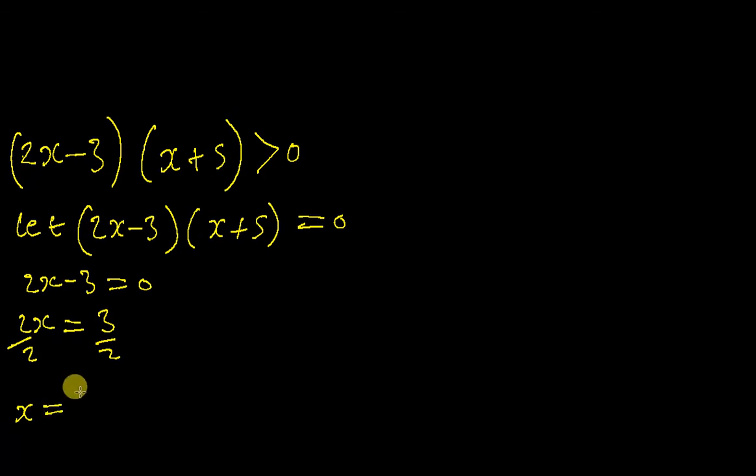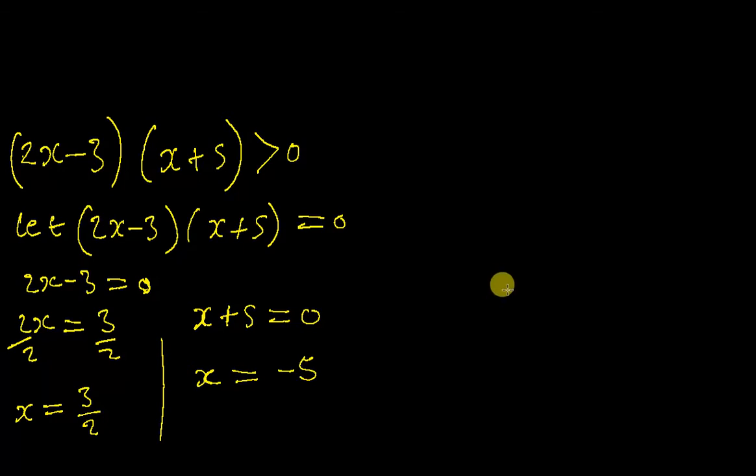X is equal to 3 over 2. And then the other value of x will be found by equating this part to 0 as well. So when you equate that to 0, we're going to have x plus 5. So this one would be x plus 5. We equate it to 0 as well. Then the value of x will simply be equal to negative 5.